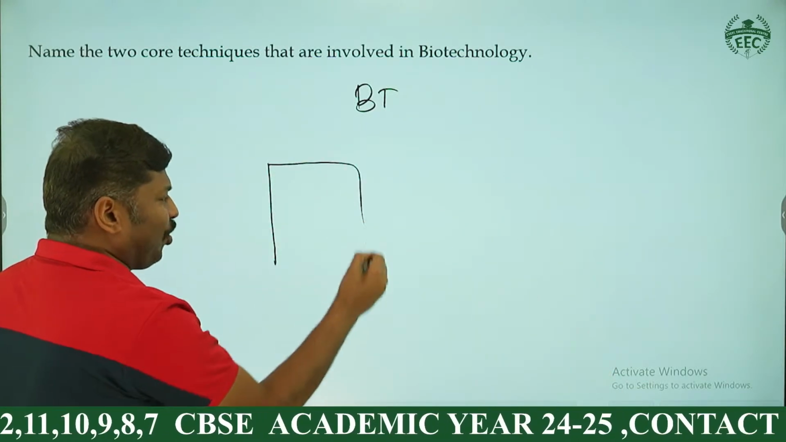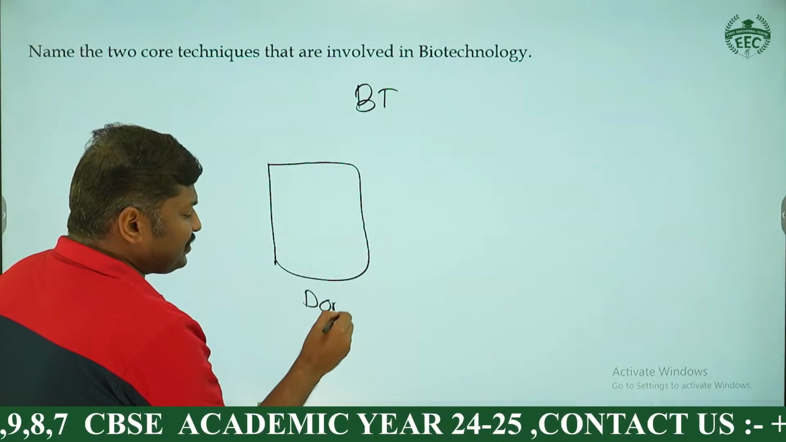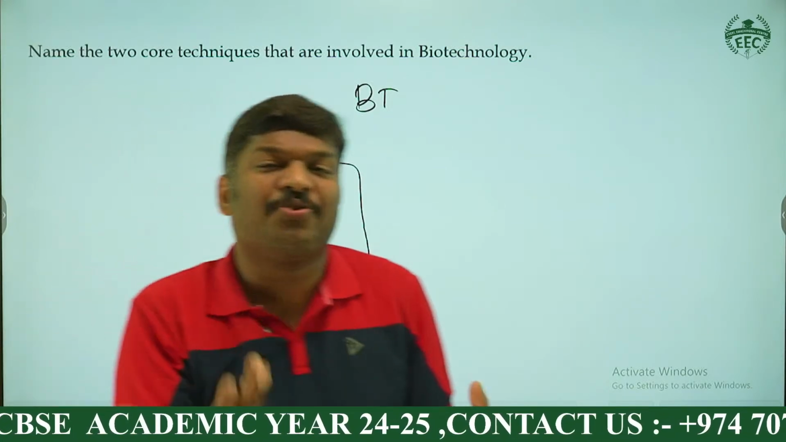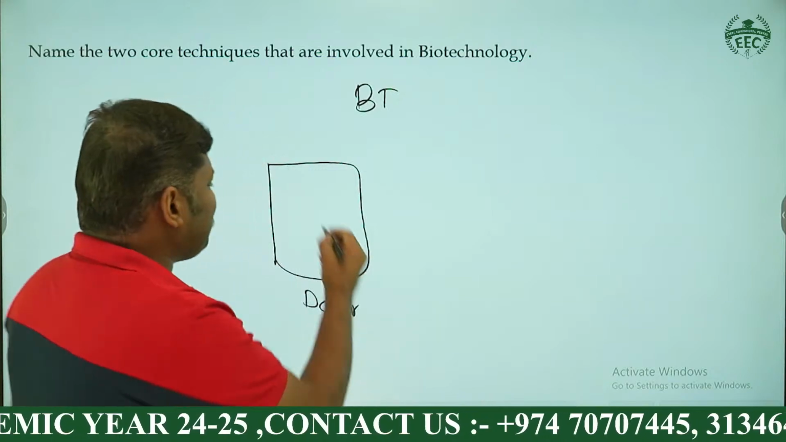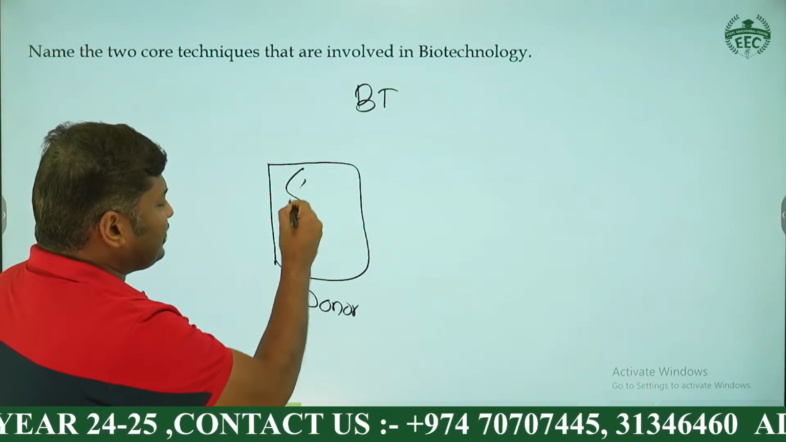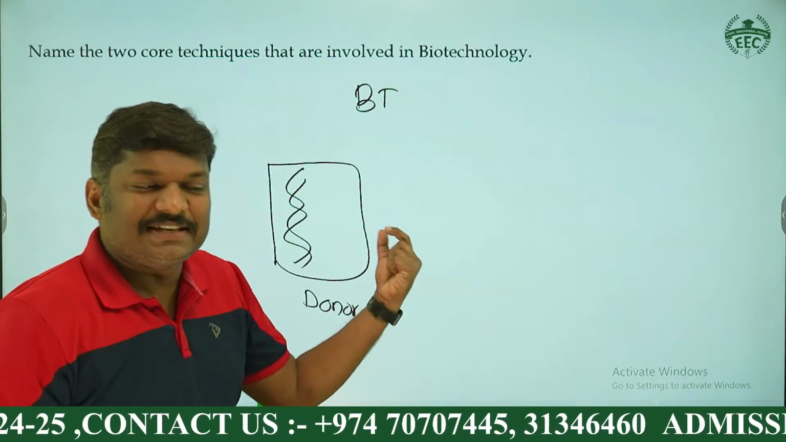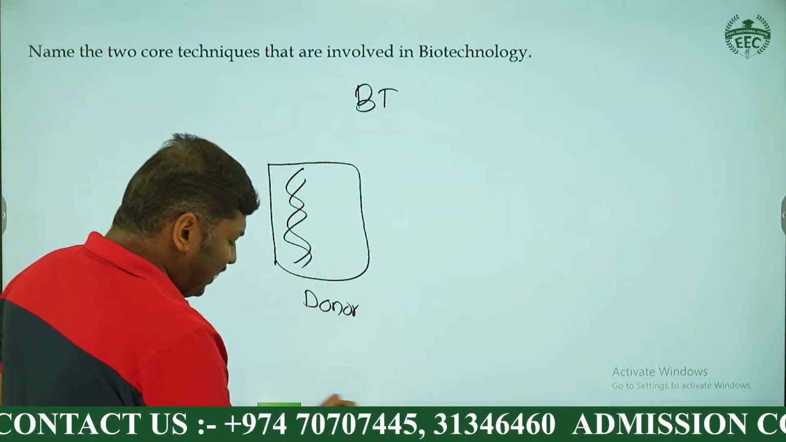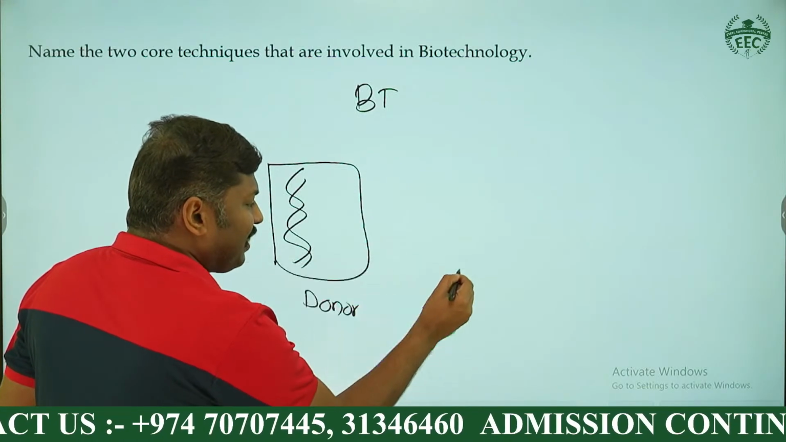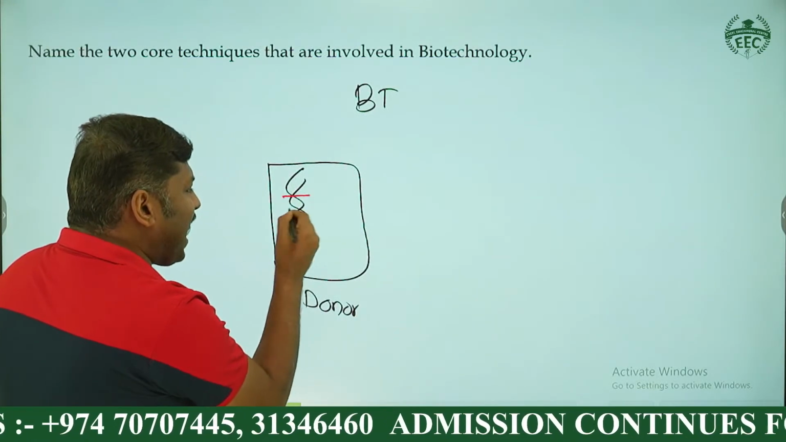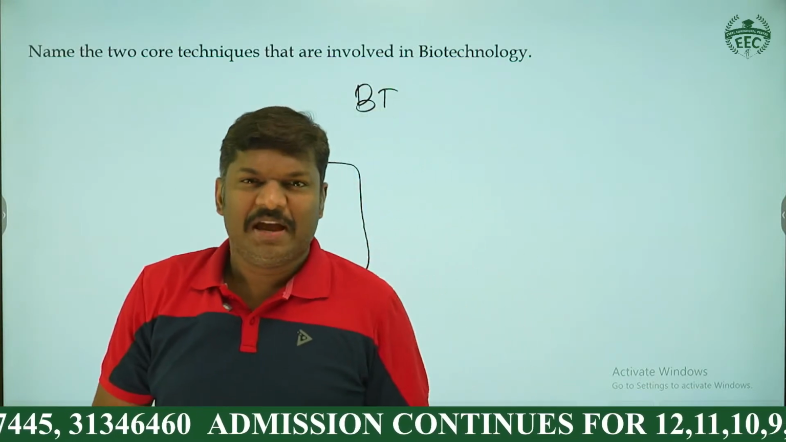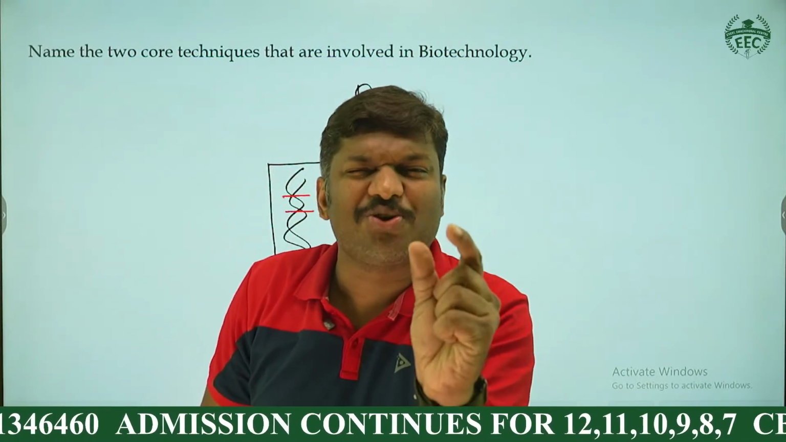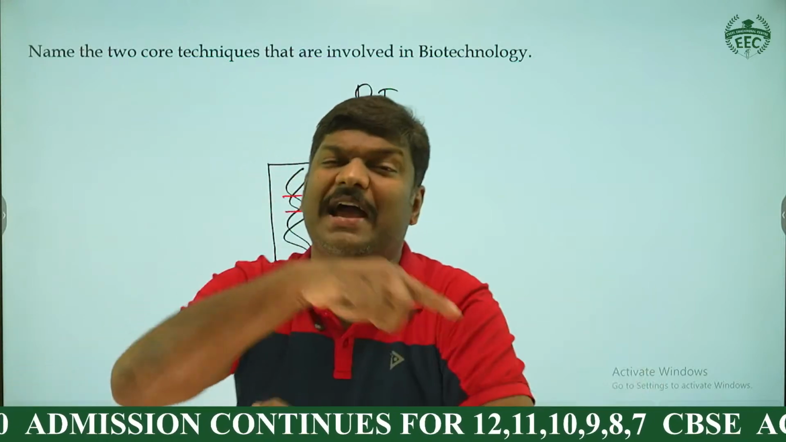There will be a donor, you can see. So always the gene of interest or the desirable gene is taken from a donor. For example, the donor has its own DNA, and this is the DNA of the donor. From the DNA of the donor, we are identifying a particular gene of interest. And after identification, we are isolating the DNA segments from the neighboring area.